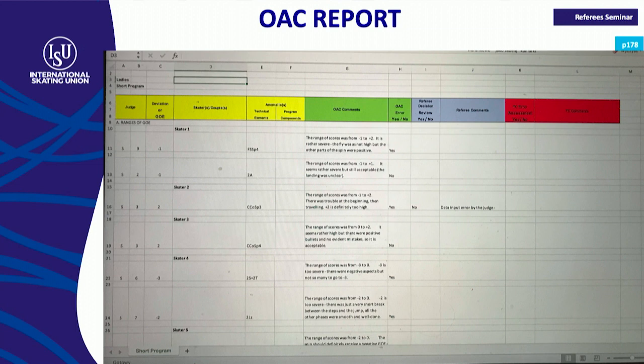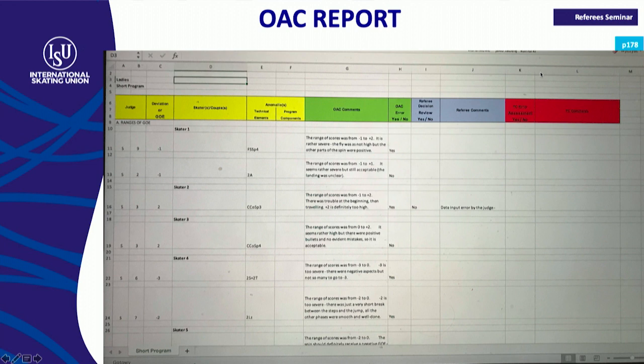This is a new OAC report where there is a referee's part included. So before the report comes to the technical committee, the referee must include their comments here. If there are strict differences in marks, or if there is something wrong with a mark, the referee has to include their comment and make the decision: is it a mistake or not? And on the basis of all these comments, the OAC comments and the referee's comments, the technical committee evaluates and makes the final decision.